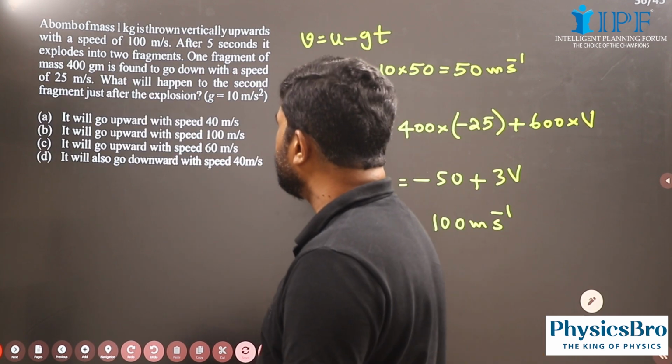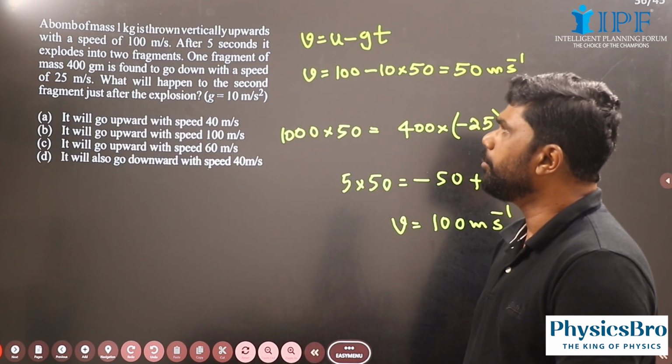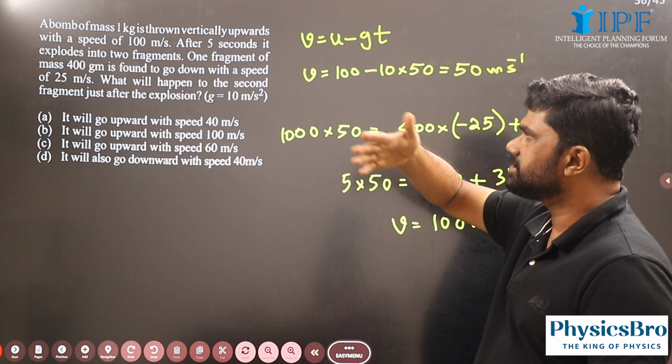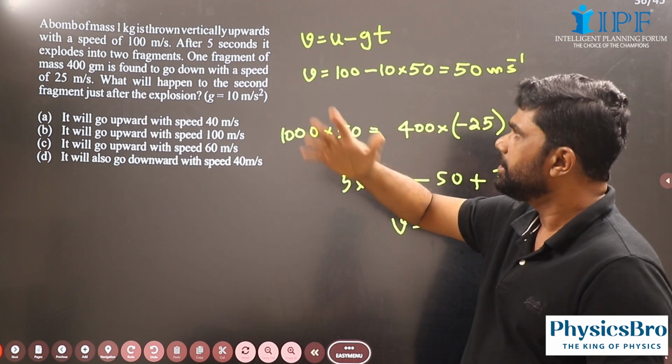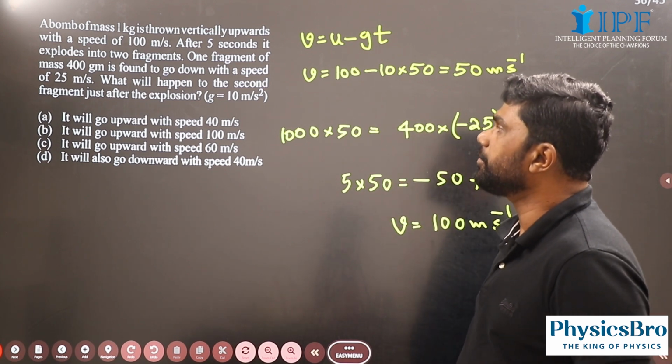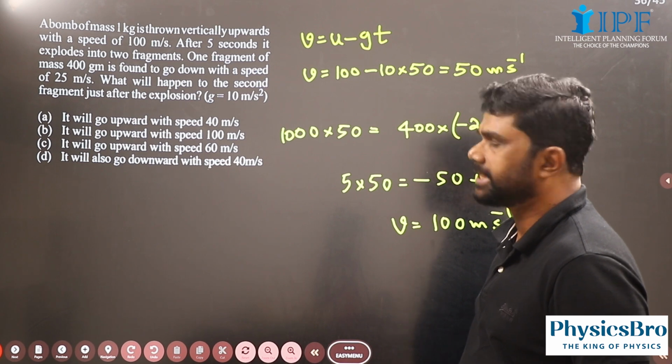Right? We have another question. A bomb of mass 1000 gram, means 1 kilogram, is thrown vertically up with a speed of 100 meter per second. After 5 seconds.